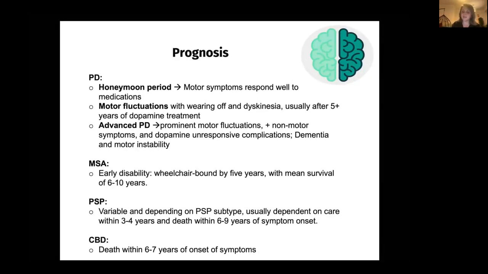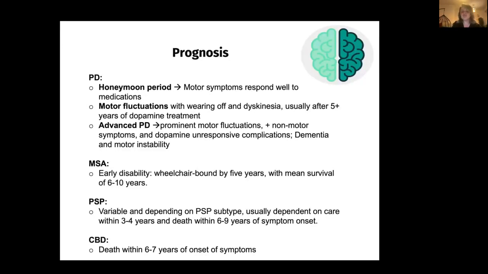There are many subtypes to PSP, which we're not going to go into, but generally there are subtypes which have more favorable prognosis. But within 3 to 4 years, they will be dependent on carers, and death usually, and this is average, some people will be able to maintain a good quality of life much longer and live longer, but this is just an average of what we have seen from patients with PSP, is that within 6 to 9 years of their symptom onset, death usually ensues due to the reasons I just mentioned.